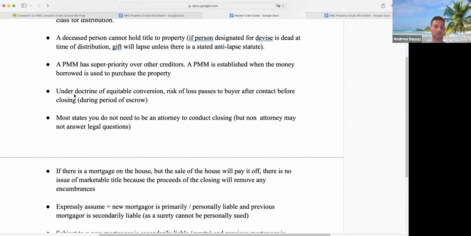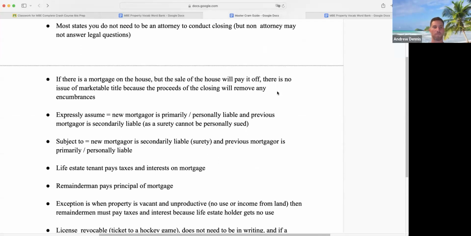Under the doctrine of equitable conversion, the risk of loss passes to the buyer after the contract but before the closing, during the period of escrow. The doctrine of equitable conversion also means that if two parties agree to sell a property and one party dies after the contract but before the closing, that party's estate will be forced to follow through with the deal.